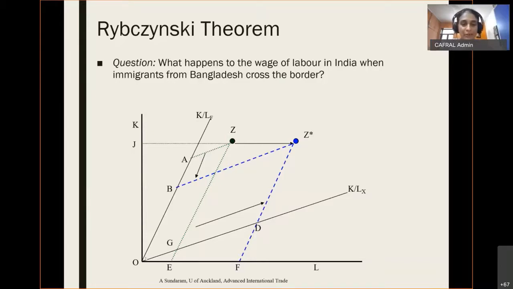Now, here is the interesting part. Look at the parallelogram. Earlier, we had OA going to the machinery sector, and then AZ tracking how much L and K went to the footwear sector. Now that has changed. You have OB going into the machinery sector, and B to Z star going into the footwear sector. In other words, what has happened is, as you can see from these arrows, the economy has shifted from making machinery towards making more footwear.